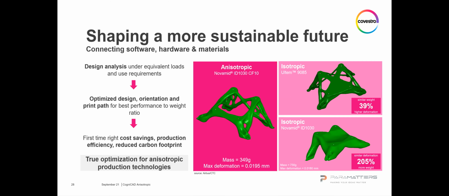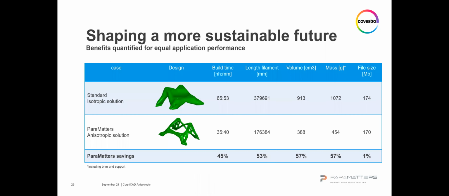But that's not where it stops. If you start putting this in numbers, a standard isotropic solution would take a print time of 65 hours, with a weight, including brim and support, of more than 1 kilo. If you compare it to an anisotropic solution, you're printing 35 hours, and that's a significant benefit. It's not only about the weight, which reduces to 454 grams, including the brim and support.